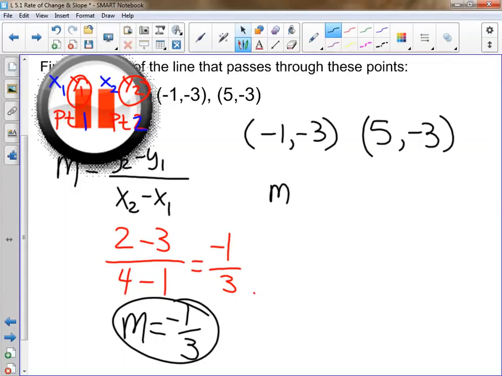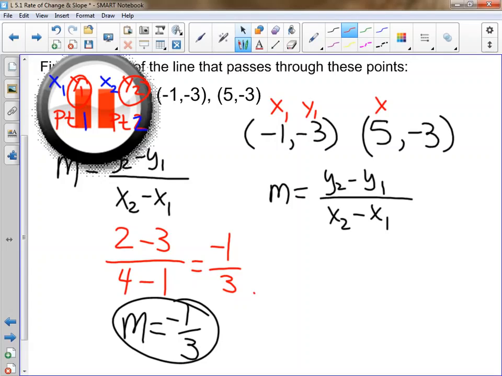Okay, so I'm going to start this problem by writing out the formula for finding the slope. M equals y2 minus y1 over x2 minus x1. One more time, I would suggest that you write it down every single time, at least in this lesson, until you have it memorized. Then I'm going to look at the 2 points, and I'm going to call the first point -1, -3, so its coordinates are x1 and y1. And the second point is 5, -3, so I'm going to call it x2, y2.